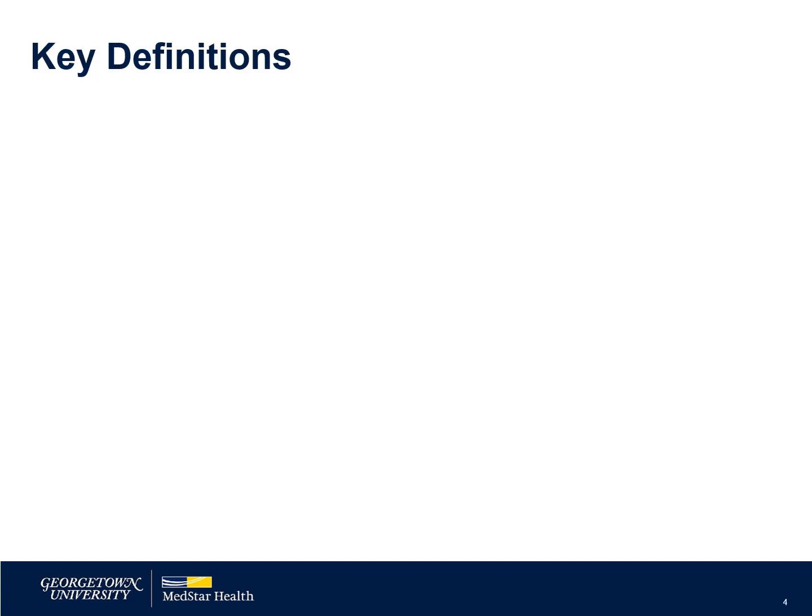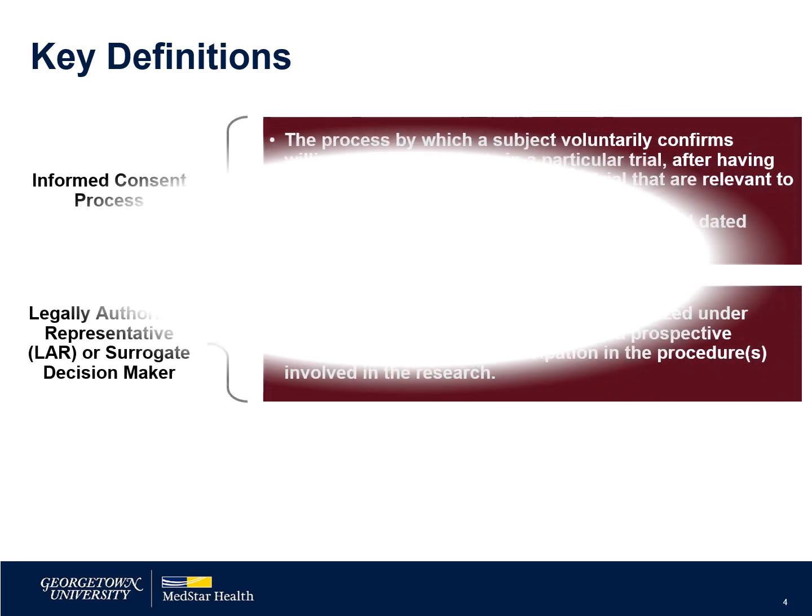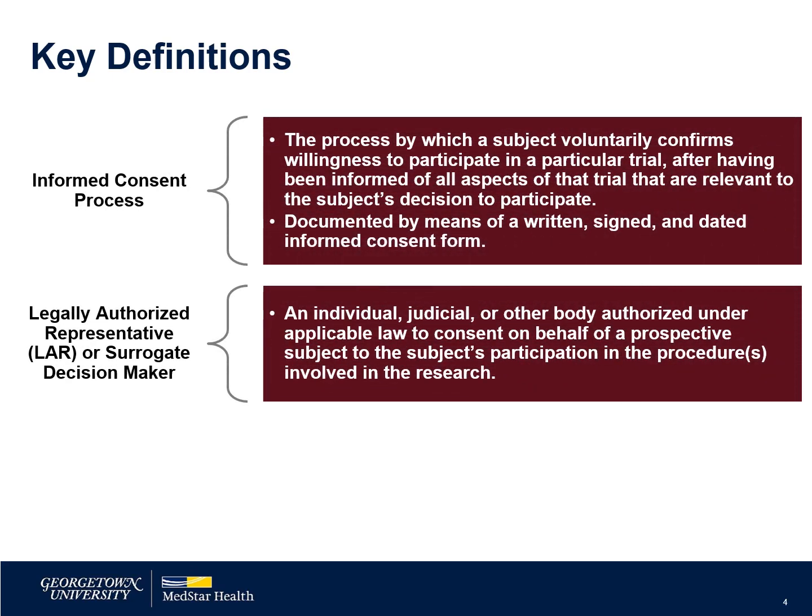Throughout this presentation, there are many key terms that will be utilized. Informed consent process and legally authorized representative or surrogate decision maker are two definitions in particular that require some special attention. The informed consent process is discussed in greater detail in Procedure MG-O-004.05, titled Informed Consent Process and Documentation.